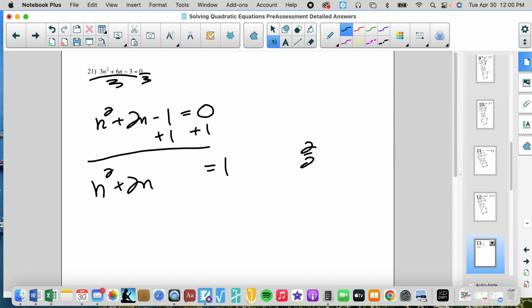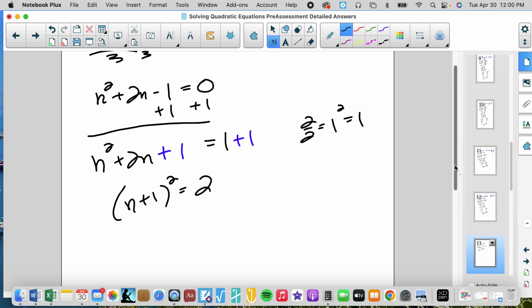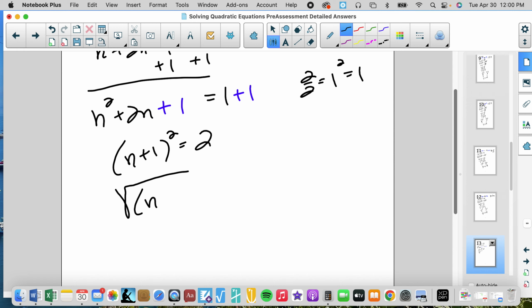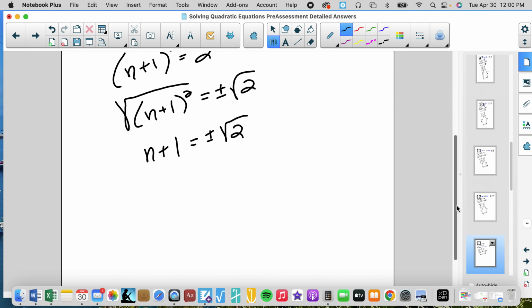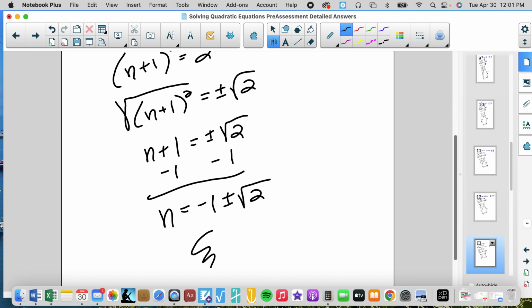Let's take half of my b value and square it. So we will add 1 to both sides. And that gives us n plus 1 quantity squared equals 2. We will take the square root of both sides. Not 2, Mr. Mac, 1. Plus or minus rad 2. That gets n plus 1 equals plus or minus rad 2. That can't be simplified. We will subtract 1, and we get n equals negative 1 plus or minus rad 2, and that is our answer.